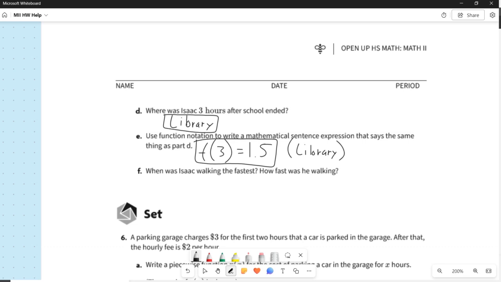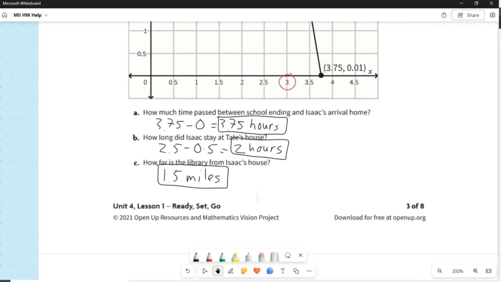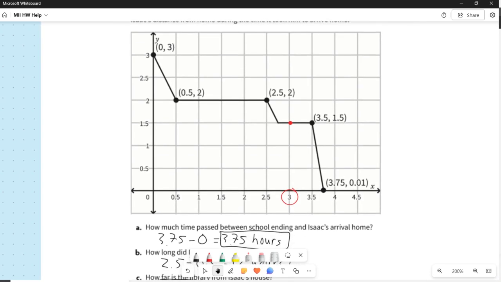Part F, when was Isaac walking the fastest? How fast was he walking? So if we look at the graph, his different time periods where he's walking. Well, there was walking from the school to Tate's house. So walking from school to Tate's house with Tate. Then there was walking from Tate's house to the library. Then there's walking from the library to his house.